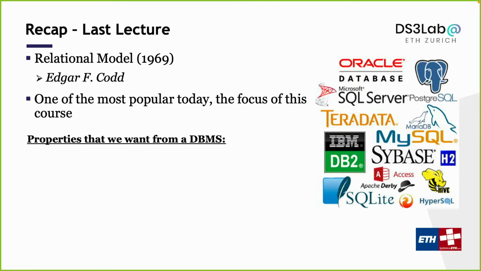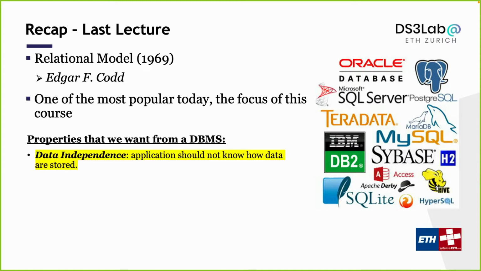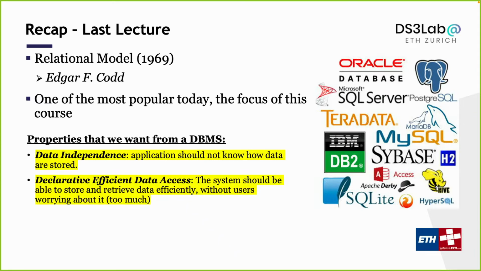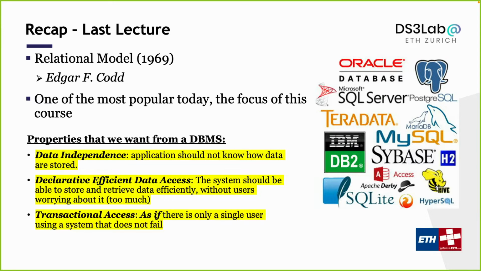By using a relational database, we also talk about multiple properties that we want from a database system. We want to have data independence: the program you are writing, the query you are writing, shouldn't rely too much on how your data are organized or how your data are stored on your hard drive. We want to have declarative, efficient data access, so that when you are writing a query as a user, you do not worry too much about how to optimize the performance or the speed.